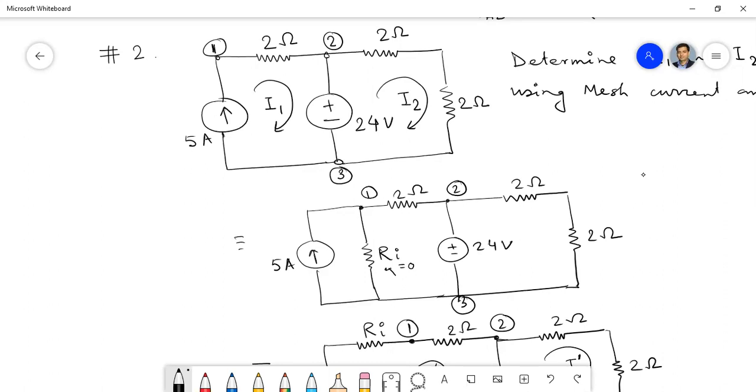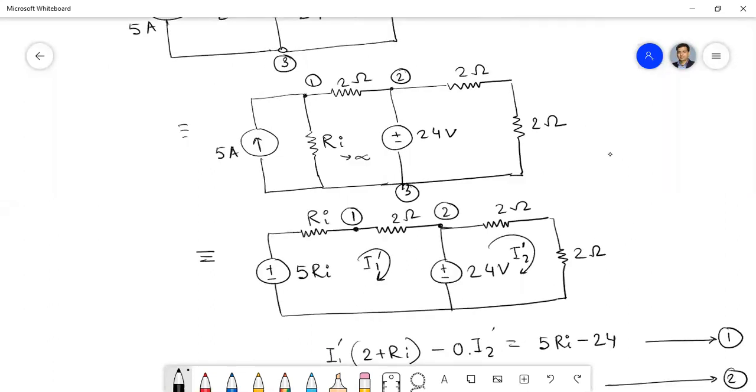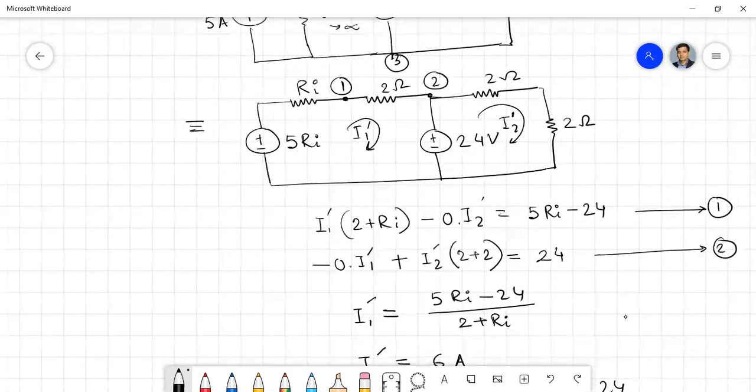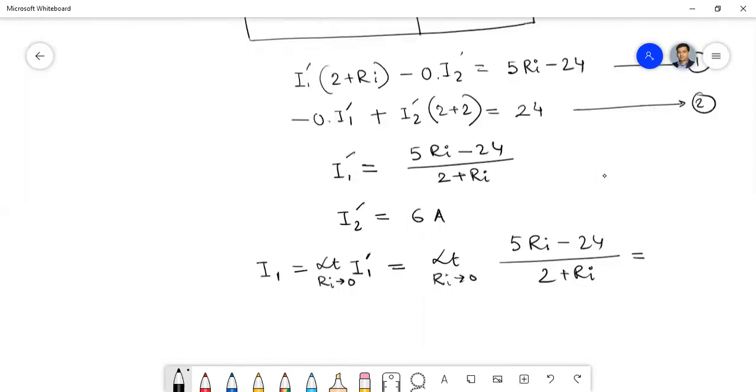Then what should be the limiting value of Ri? It should be very large, I guess. So that means it should be infinite. Yes. Okay. For voltage source, the series resistance can be 0. But for current source, the parallel resistance should be infinite for the ideal case. Got the point? So in that problem, you have to put infinite, not 0.